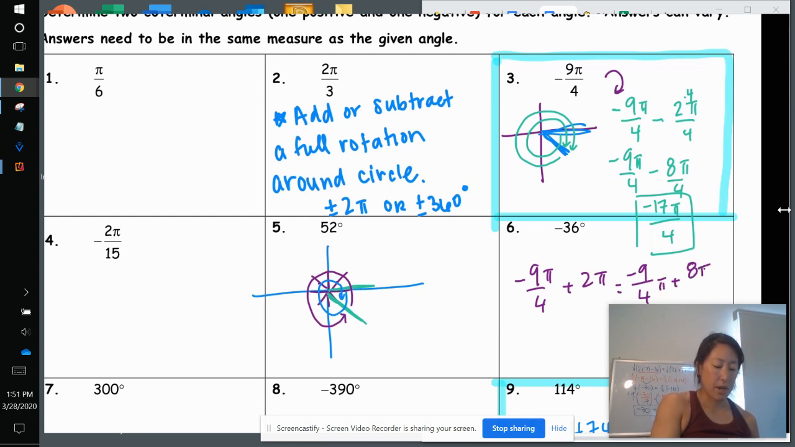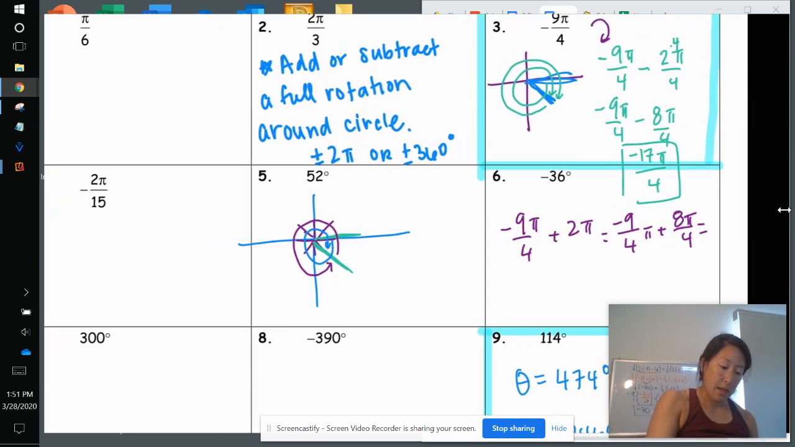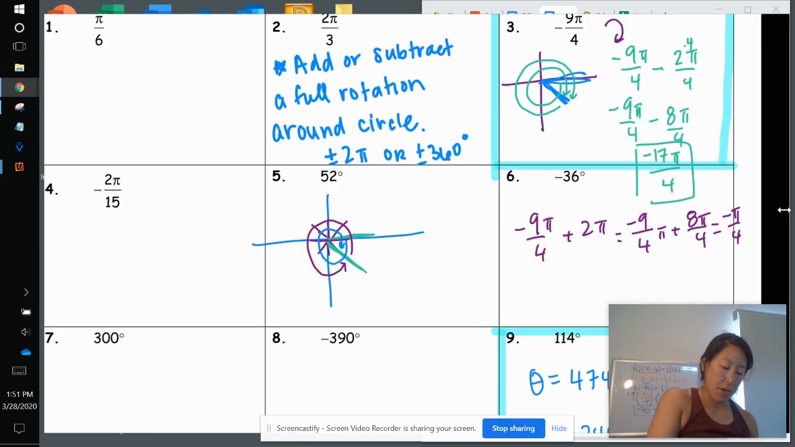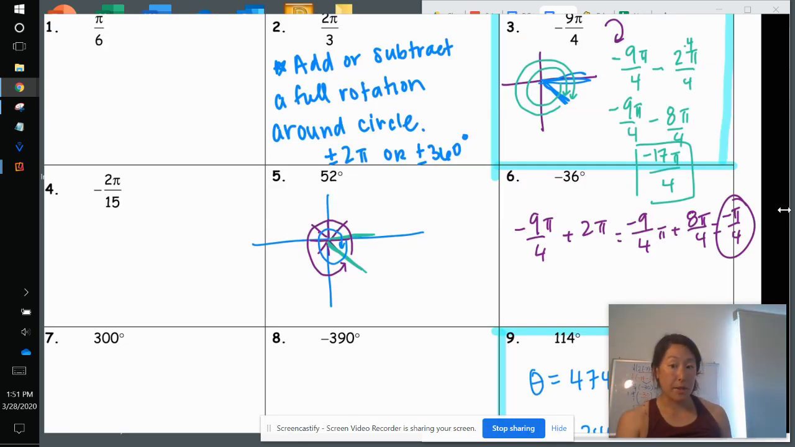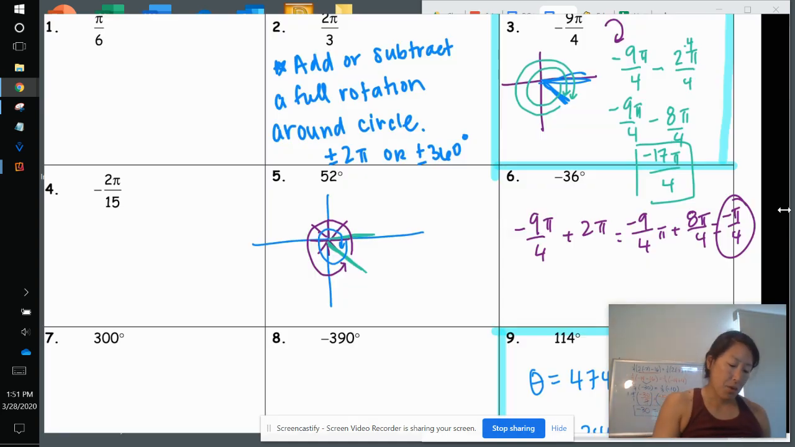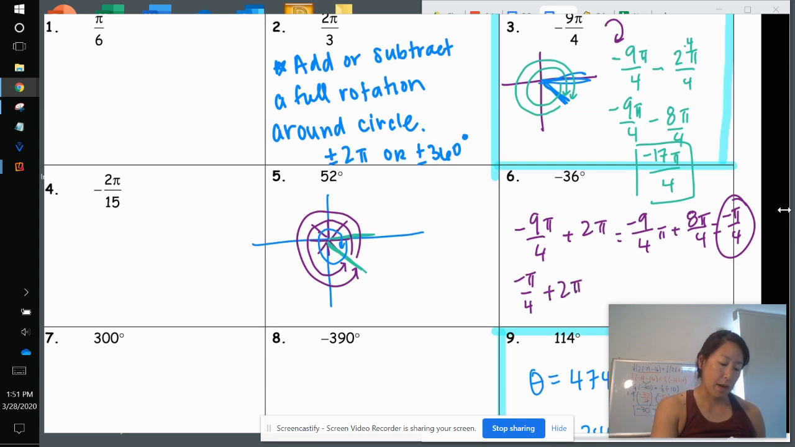So we can convert 2 pi to 8 pi over 4. I'm going to add those together, and that gives me negative pi over 4. That is a coterminal angle, but the problem is that it's still negative. So what can I do to get another coterminal angle? Guess what? We just add another 2 pi. So I'm going to take negative pi over 4 and add 2 pi, which is negative pi over 4 plus 8 pi over 4. So negative 1 plus 8 gives me a positive 7 pi over 4. I wrote that down. 7 pi over 4.